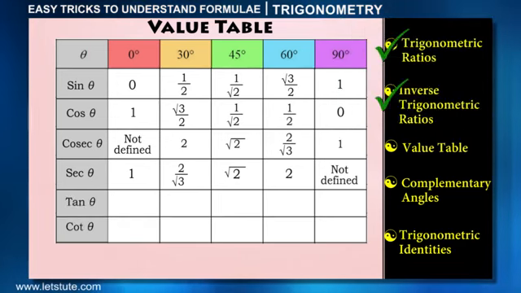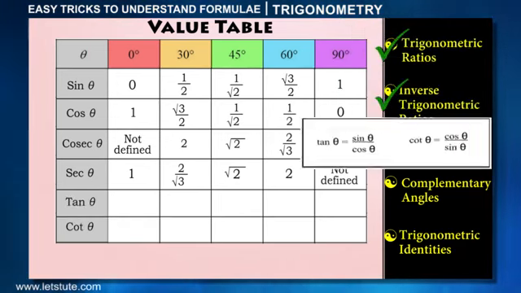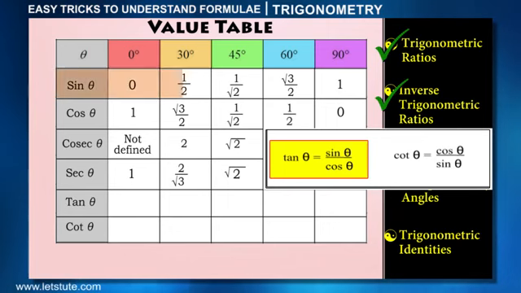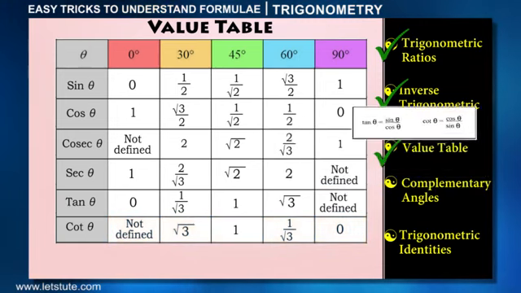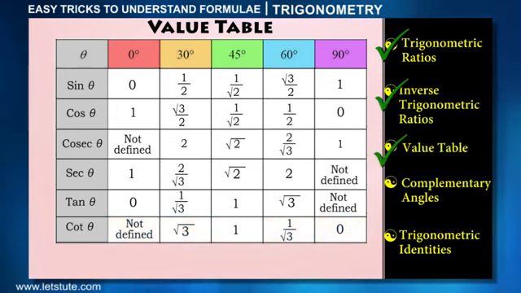Now, only tan and cot are left. And we also know that the ratio of sine and cos is tan. So we divide the value of sine by the value of cos to get the values for tan. Tan and cot are inverse trigonometric ratios. So once again, by flipping the tan ratio, we get the values for cot. And you can see the value table is completed. I hope this was easy for you.